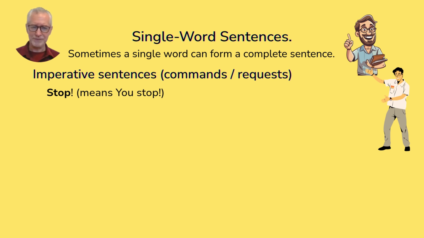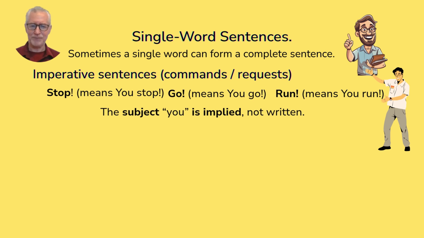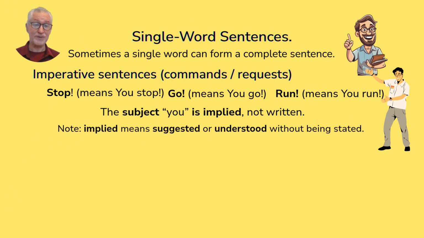Stop actually means you stop. Go means you go. Run means you run. So in each case, the subject you is implied. It's not written and it's not spoken, but it is implied. So the sentence does have a subject and it does have a verb. Note, the word implied means that it's suggested or understood without being stated. So in these imperative sentences, which are our commands or requests, we say the subject is implied, though it's not spoken or written.